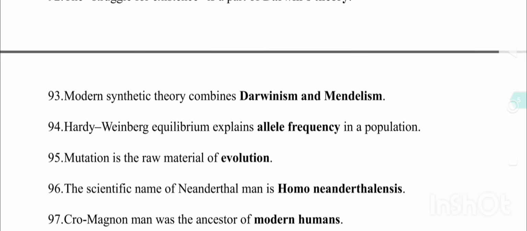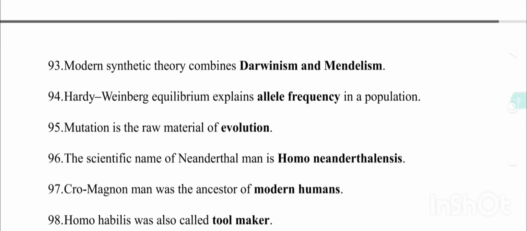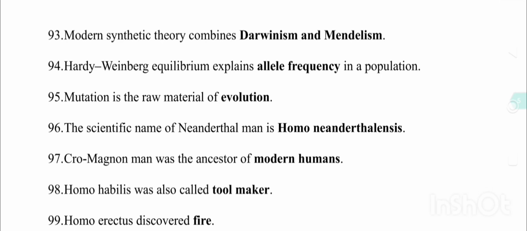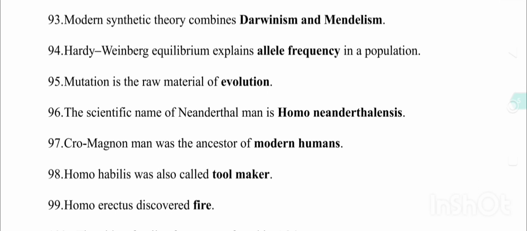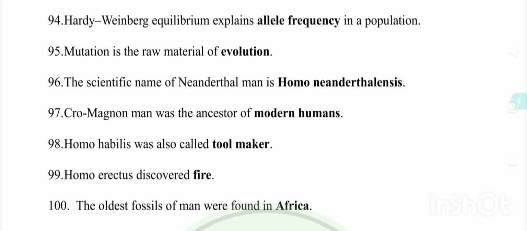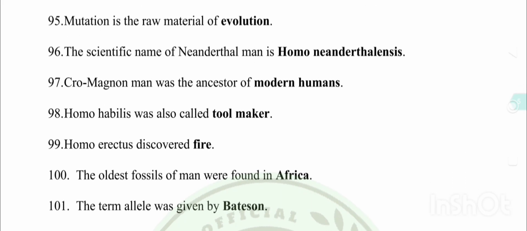96. The scientific name of Neanderthal man is Homo neanderthalensis. 97. Cro-Magnon man was the ancestor of modern humans. 98. Homo habilis was also called tool maker. 99. Homo erectus discovered fire. 100. The oldest fossils of man were found in Africa.